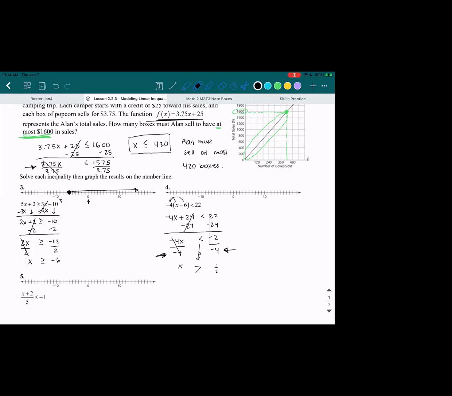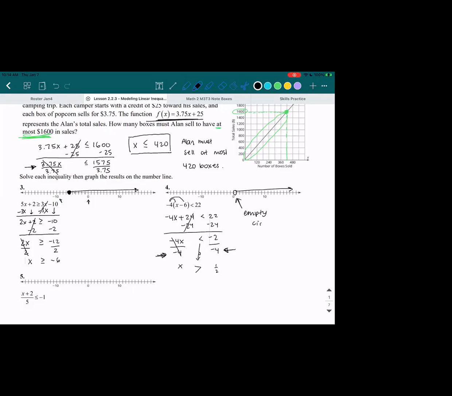Now we flipped our symbol. X is greater than 1/2. So 1/2 is going to be difficult to show over here, but I'm going to draw an empty circle between 0 and 1. That is my 1/2. And we want it greater, so I point the arrow to the right. So just so you know, this is an empty circle.